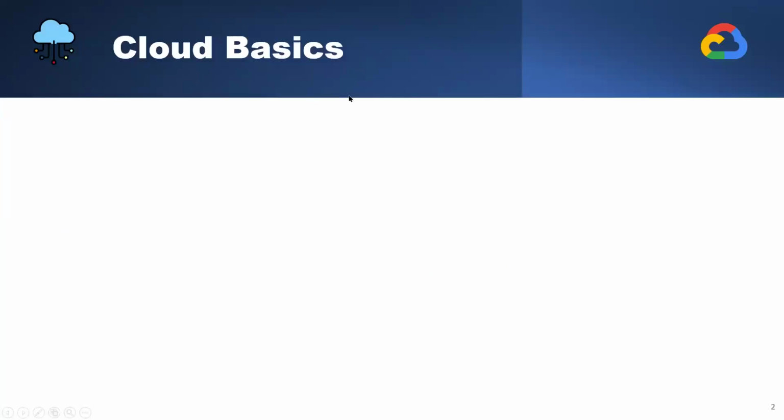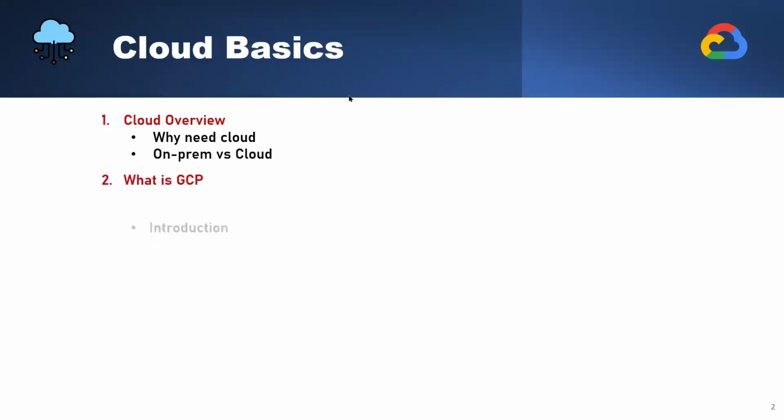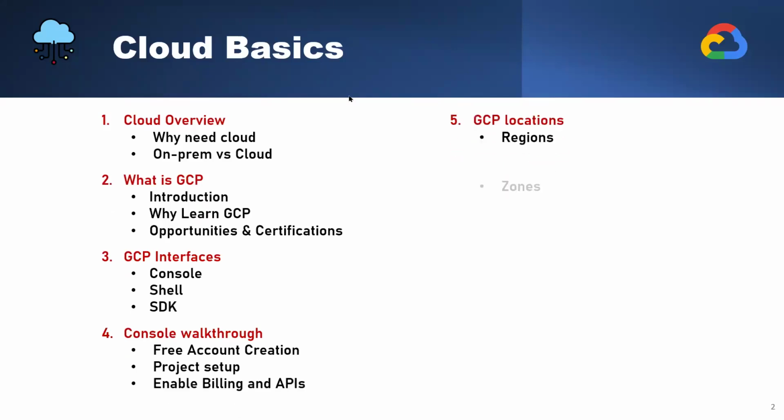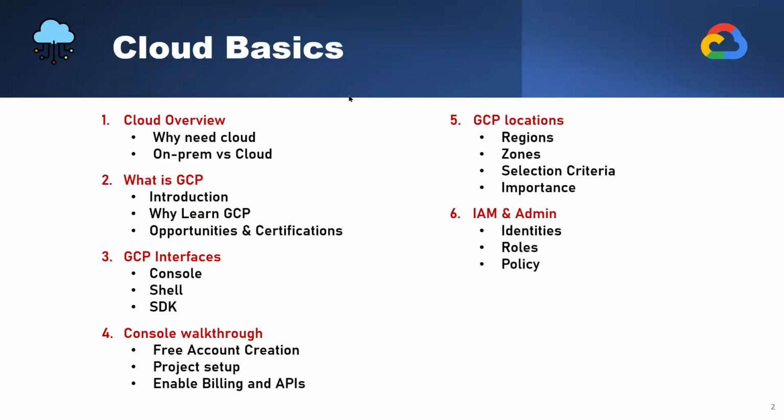So we are going to start with our cloud basics. In the cloud basics, the very first topic is the cloud overview. In that one, we are going to see why we need a cloud platform and what is the difference between traditional versus cloud platforms. And after that, we are going to see the Google Cloud Platform, GCP interfaces, console walkthrough, GCP locations, GCP IAM and admin. All of these details we are going to see in the next sessions.